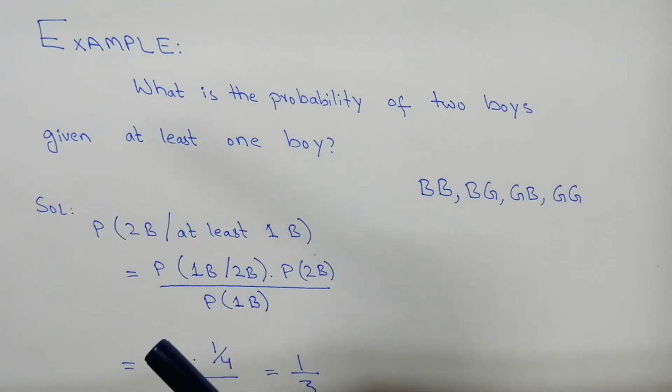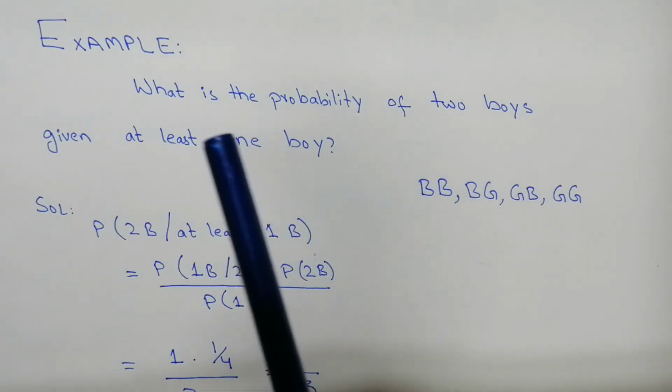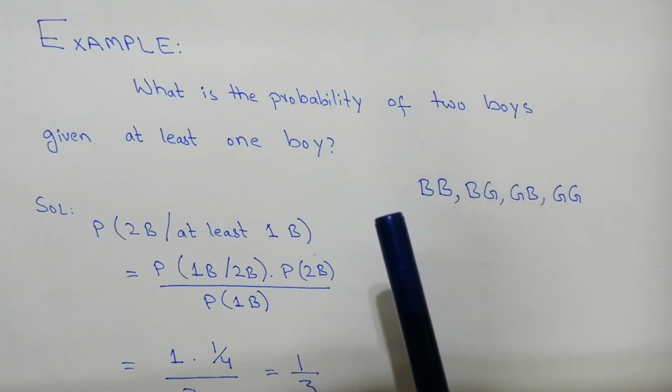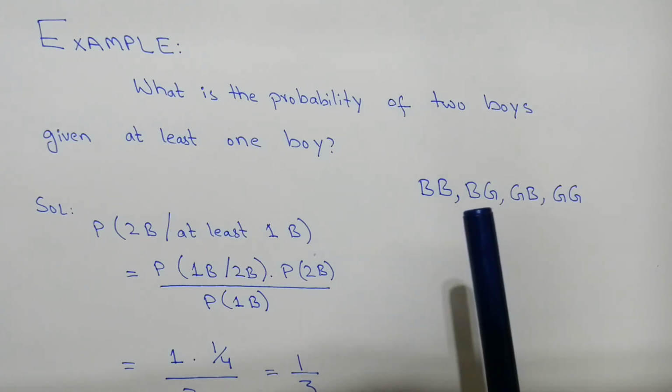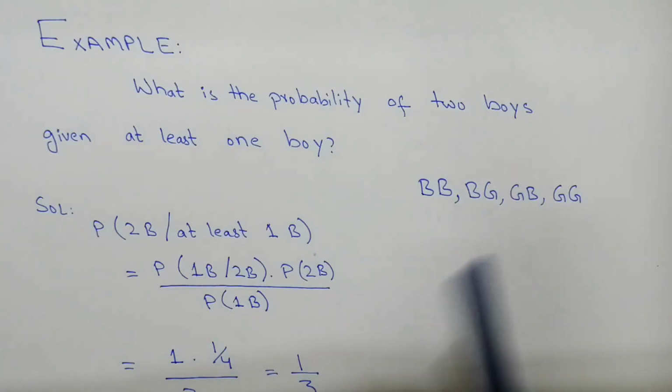Now we might have heard about the events, so possibilities. So let's suppose we have the two boys over here. So what is the possibility of two boys? So it will be like boy boy, boy girl, girl boy, and girl girl. So these are the four possible events.